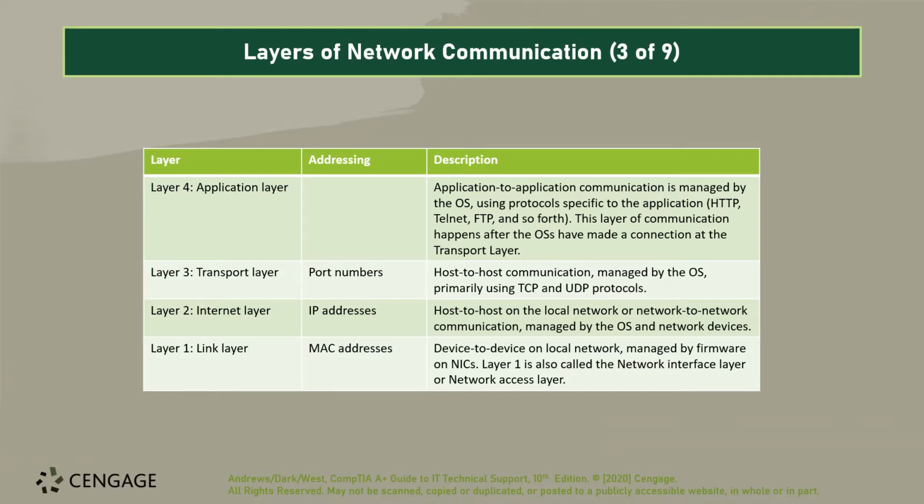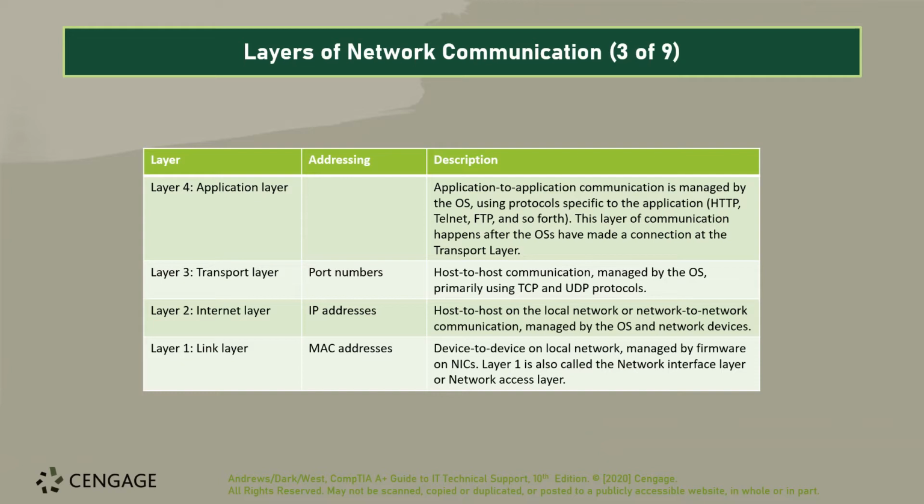The internet layer deals with host-to-host on local network or network-to-network communication, and this is handled by the OS and network devices. So we can see here we move from port numbers, which identify programs, to IP addresses, which identify unique NICs. When we get down to the link layer, we're also dealing with unique NICs, but there's a big difference between a MAC address and an IP address. IP addresses can change. MAC addresses do not.